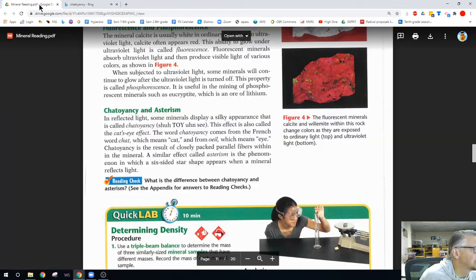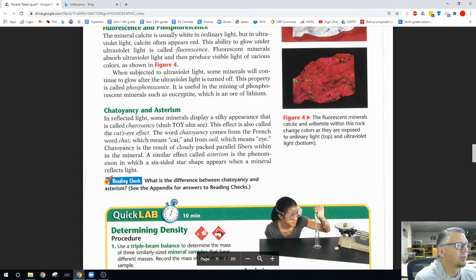Chatoyancy. In reflected light, some minerals display a silky appearance that is called chatoyancy. This effect is also called the cat's eye effect. The word chatoyancy comes from the French word chat, which means cat, and from oeil, which means eye. Chatoyancy is the result of closely packed parallel fibers within a mineral. A similar effect called asterism is a phenomenon in which six-sided star shapes appear when the mineral is viewed with reflected light.